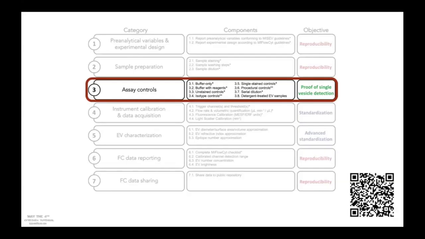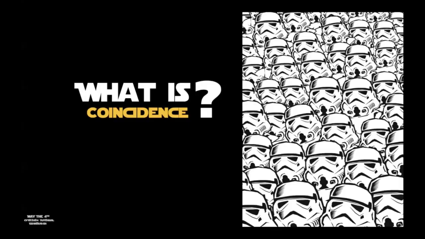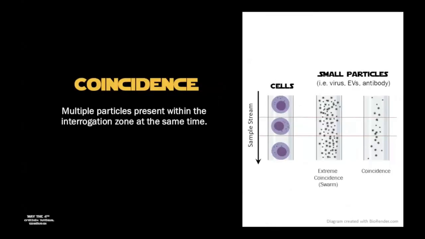So we're just going to focus here on some of the key assay controls, not all of them. And the first one is coincidence detection. So what is coincidence? This is something that you may have heard of. Most people who have heard some talks on EVs have heard of the term coincidence. They may have heard of the term swarm. So what exactly is coincidence? Coincidence is multiple particles present within the interrogation zone at the same time.